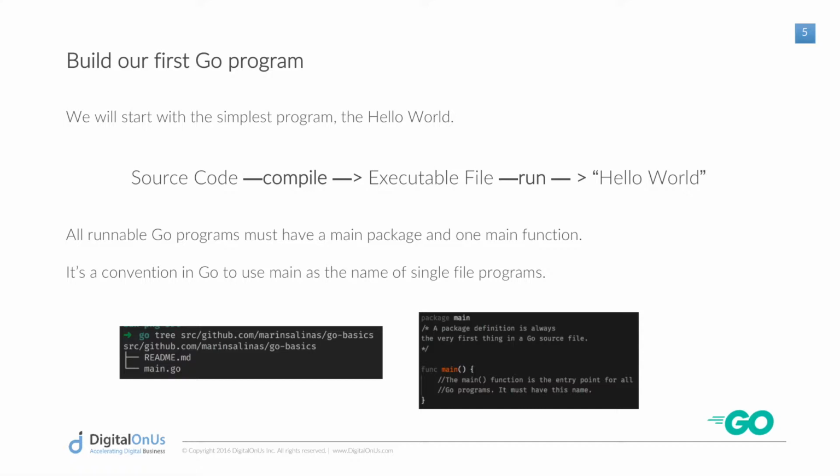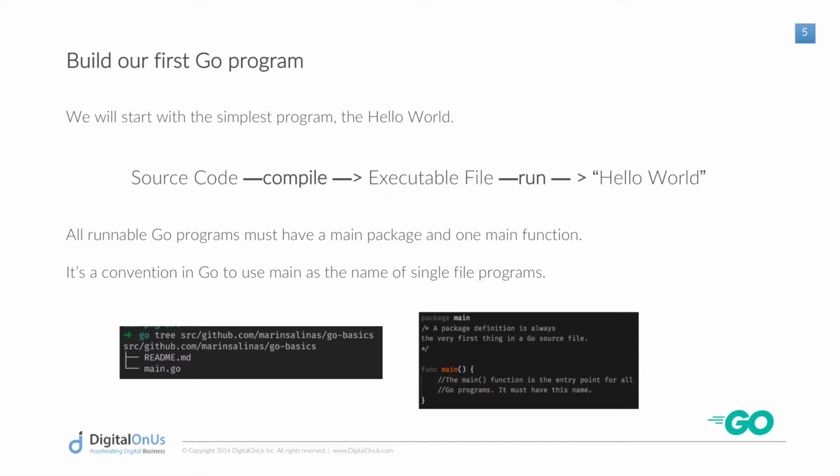Here on the left is a typical Go workspace. The source folder is the root for all our Go projects, and we will create a new folder for each project, like we are doing here with Go Basics. Under the new folder, we can find a Go source code file with a .go file extension. Since in the Hello World program we have a single file, we'll call it main.go. And this is the naming convention, not a rule.